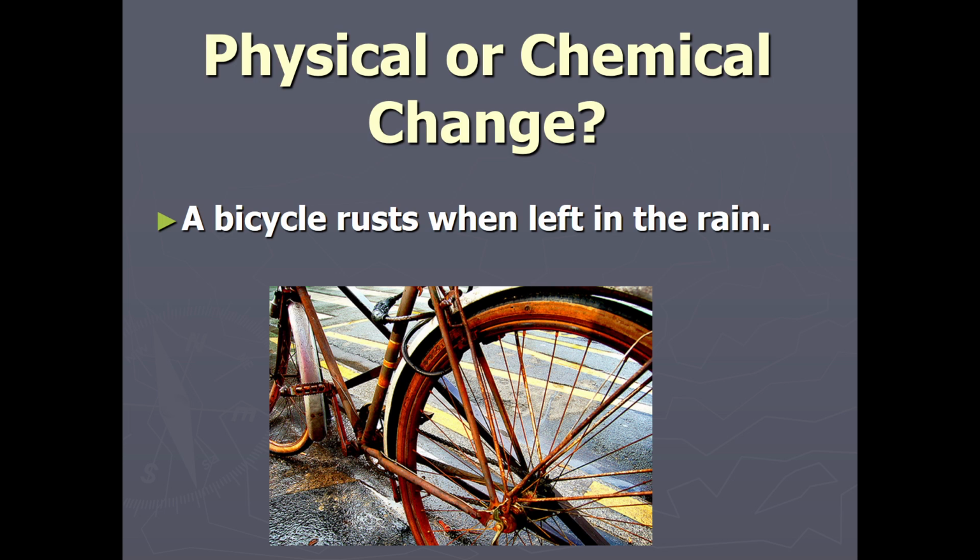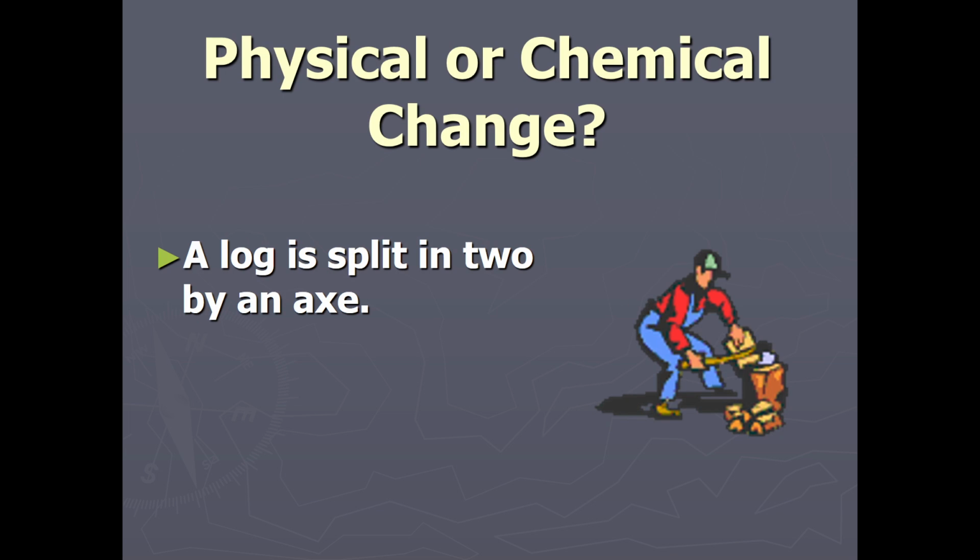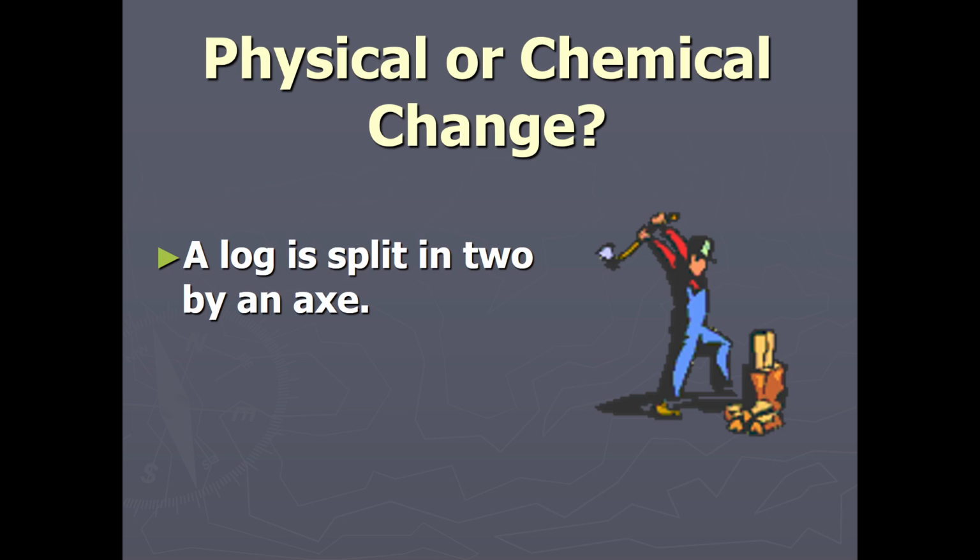So a bicycle rusting when left in the rain is chemical. A shirt is accidentally torn in the washing machine. Physical, you're not changing the chemical makeup of the shirt. You're only physically altering it. A log is split into two by an axe. Physical, you just now have two smaller logs.